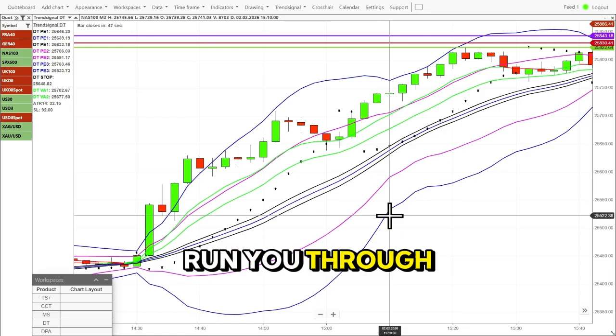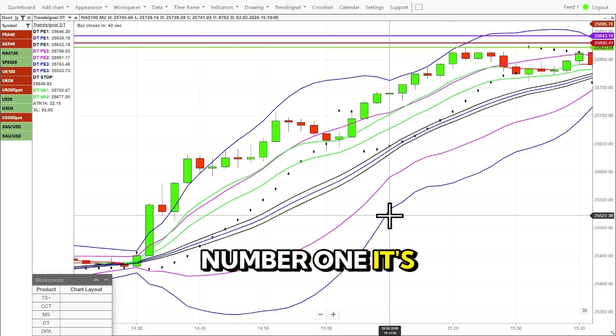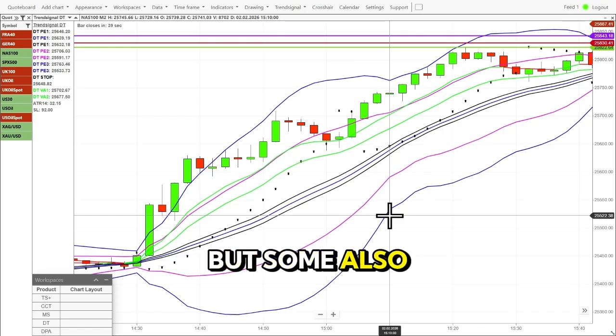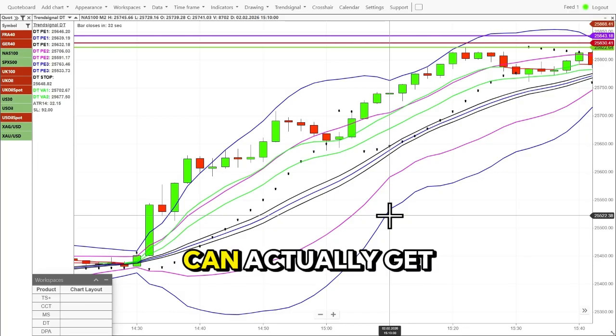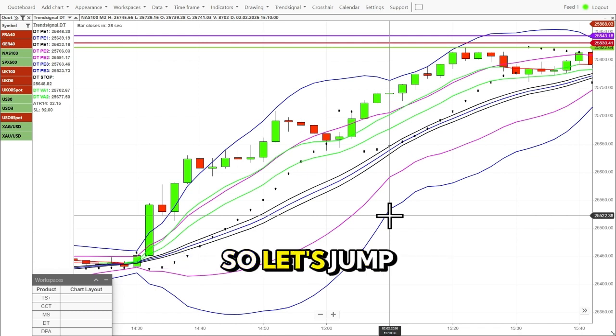And I want to run you through Monday's trades on the open of the NASDAQ market for a couple of reasons. Number one, it's interesting. It's a really nice smooth move that we can show off. But also, it gives me an opportunity to show you how being a little bit more advanced and looking for special types of entries can actually get you a better result on top of an already pretty good trade. So let's jump into things.